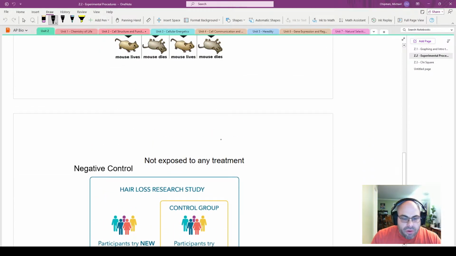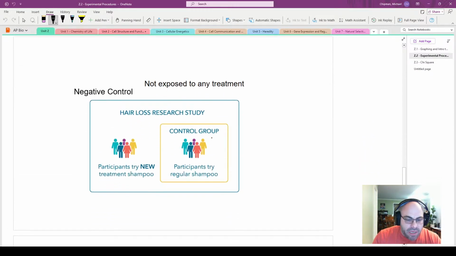So negative control is not exposed to any treatment. And I feel like I need to replace this picture. I feel like I remember it all the way back in August that I thought this picture was bad for this. And so here we are again. Should have replaced it then.